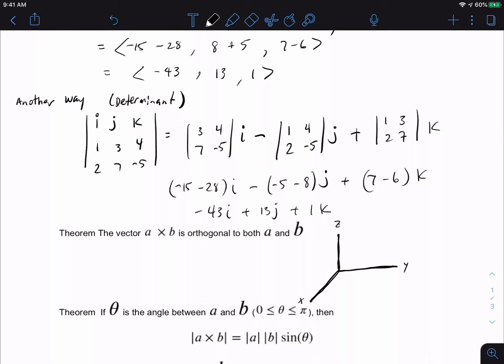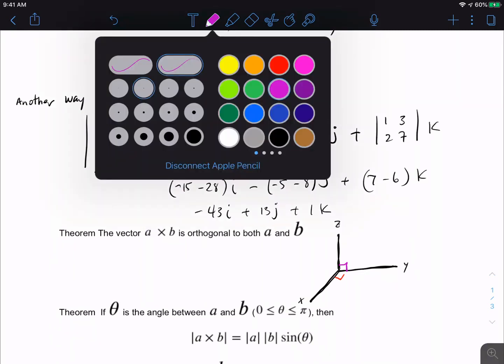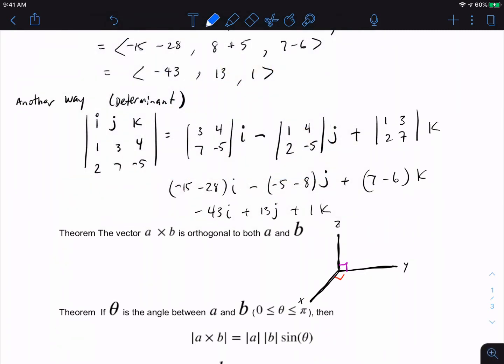So if I take the cross product of any of the axes, or if I take the cross product of the unit vectors i, j, and k, what ends up happening is something pretty cool. I know that this is perpendicular to this. I know this is perpendicular to this. And I know that this is perpendicular to that.